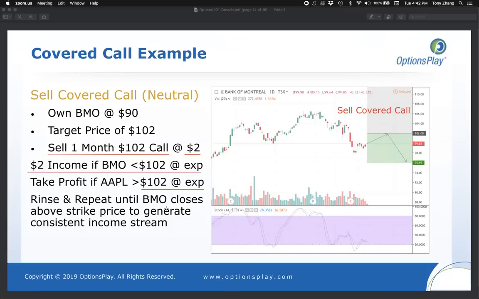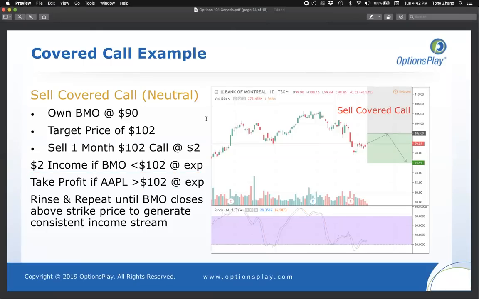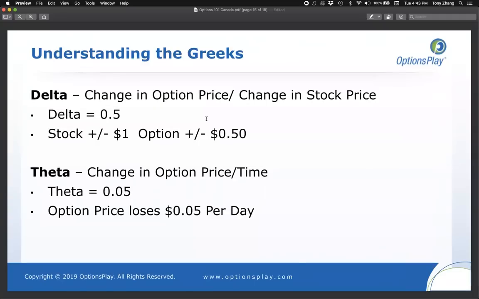Here, by selling a covered call, I make that difference, which is $12, plus the $2 that I get in income. And that's really the benefit of selling covered calls, is the fact that you can basically put in a limit order to sell your stock at a higher price, but get paid to place that limit order. And that really generates a consistent income stream in the long run for your portfolio if you do this across all the stocks in your portfolio. So if you want to learn more about selling covered calls, we have a video specifically just on that.